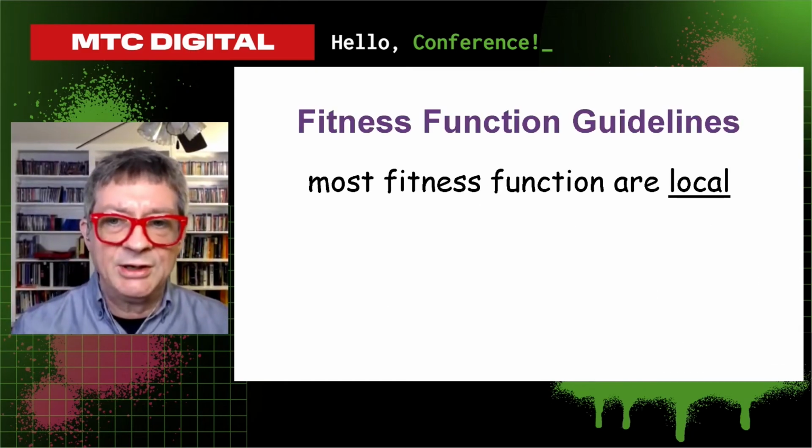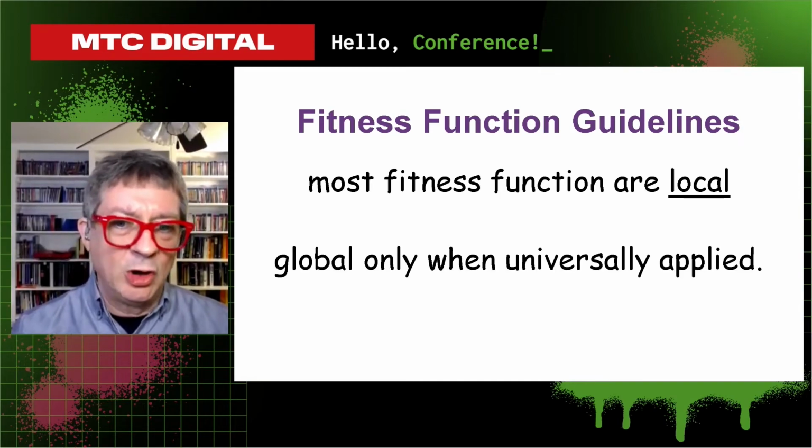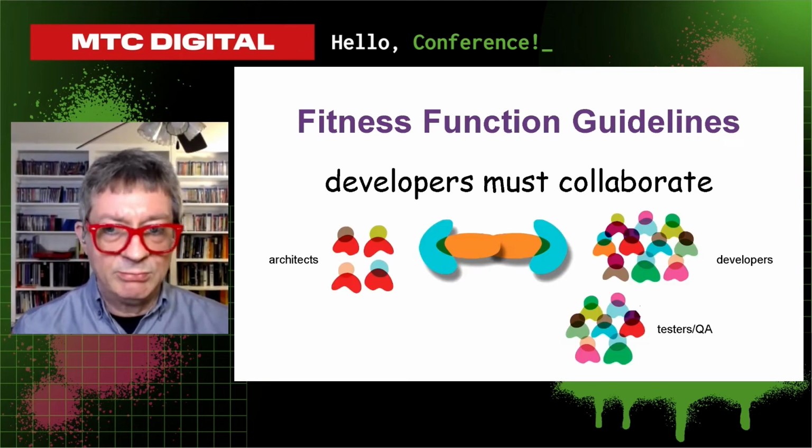So a few guidelines here. Most fitness functions are local. You want them to be really global, but they have to be applicable. So we don't want to create architecture police states here and create things that are not applicable. So keeping them local is important.